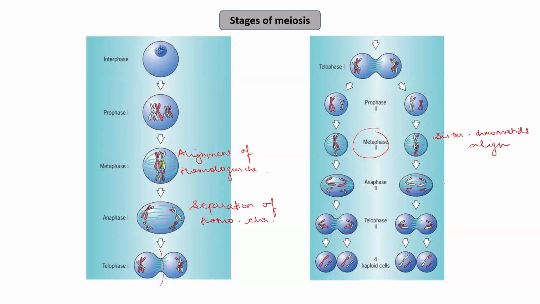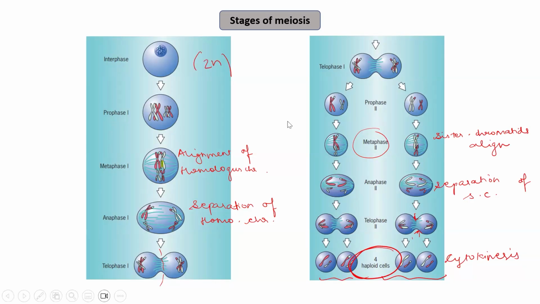In anaphase 2, there is a separation of sister chromatids, and in telophase 2, the sister chromatids get completely separated, and there is a formation of furrow, which is followed by cytokinesis, resulting in 4 haploid cells. So from this 2N cell, there is a formation of 4 haploid cells. This happens in meiosis. So this is the complete meiosis.